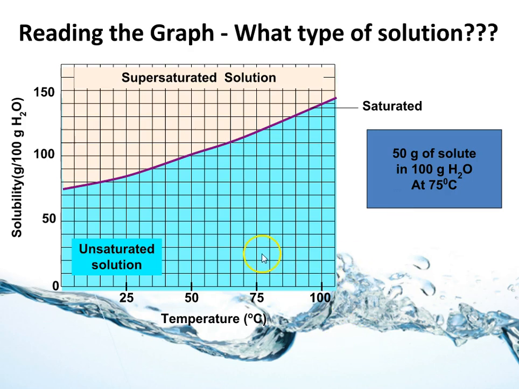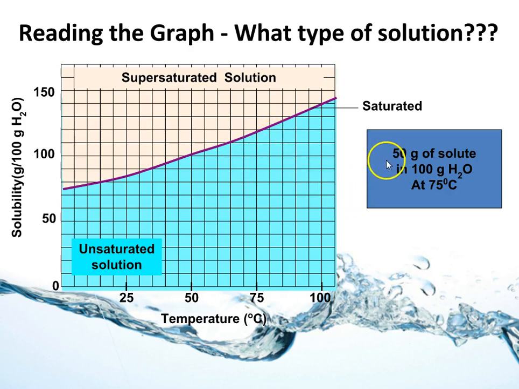All right, so this is a simplified graph. It only shows one curve as opposed to the other one I showed you, where it showed several curves, okay? And the line is your point of saturation. So the line represents the most solute you can possibly dissolve in 100 grams of water at a specific temperature. So if you're dissolving less than that, then that would be unsaturated. And if you have dissolved more than that, then that would be supersaturated. If you're right on the line, then it's saturated.